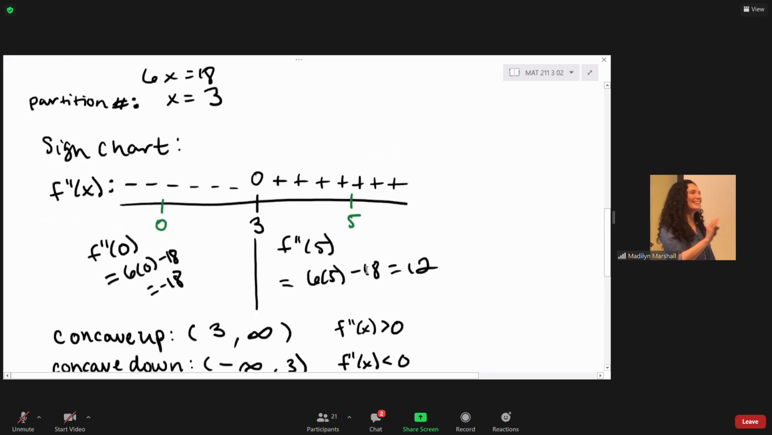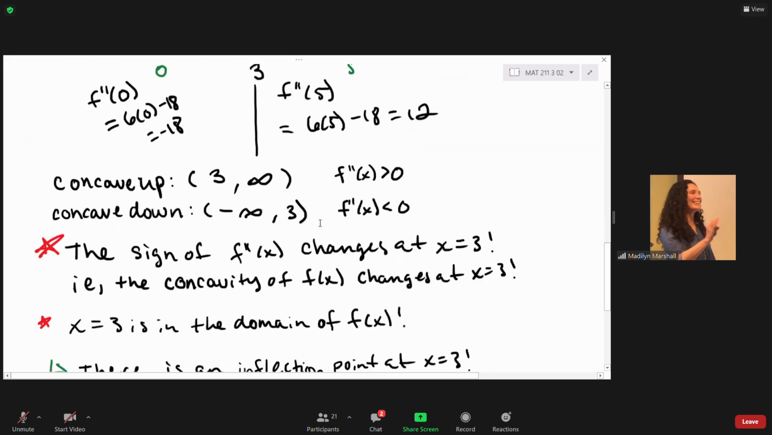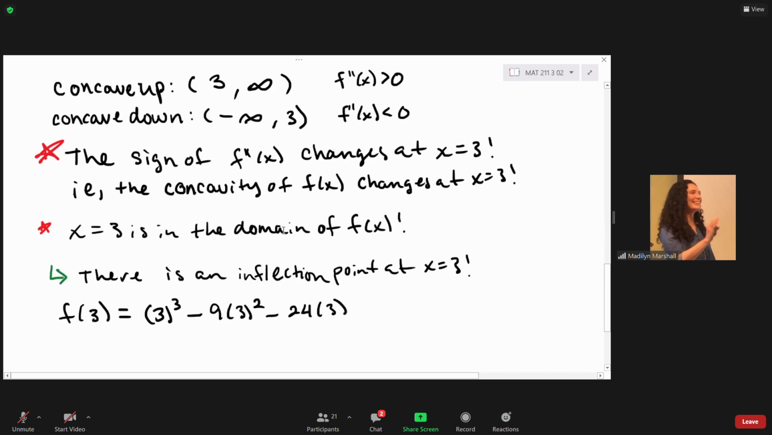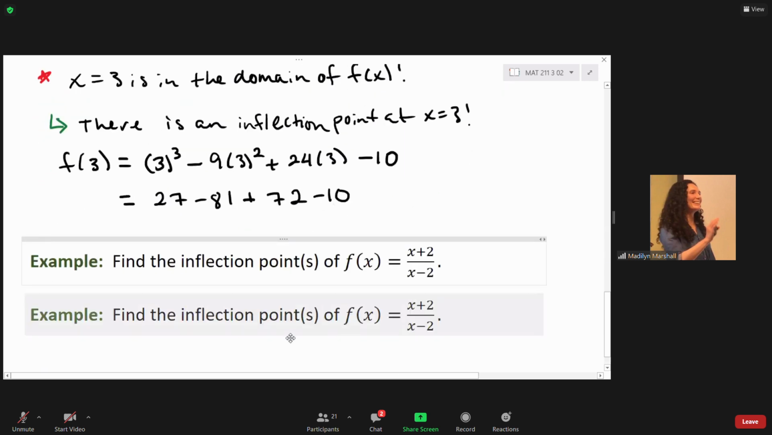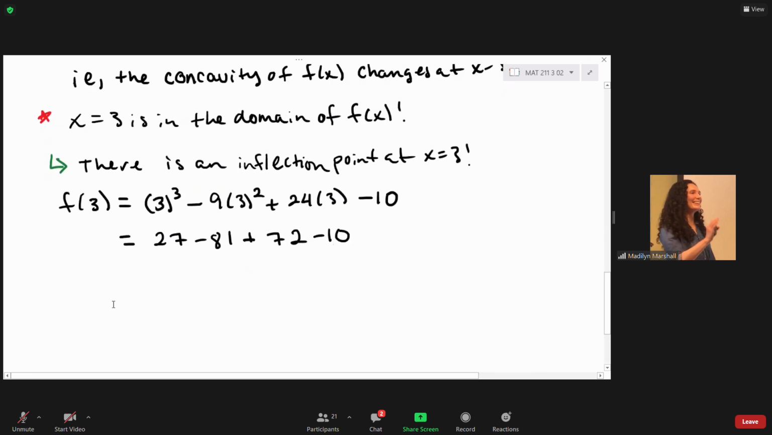So to pull, oh, plus 24 minus 10. Oops. And we have 8.